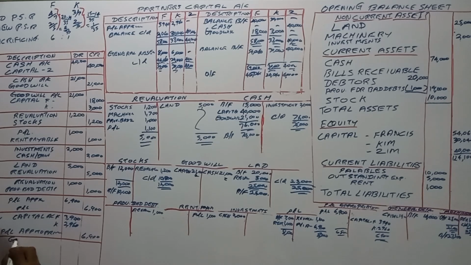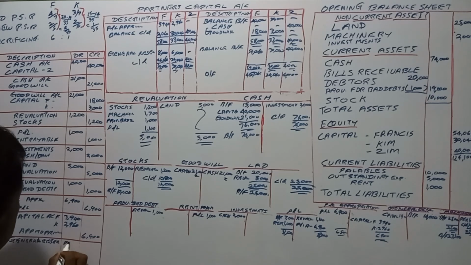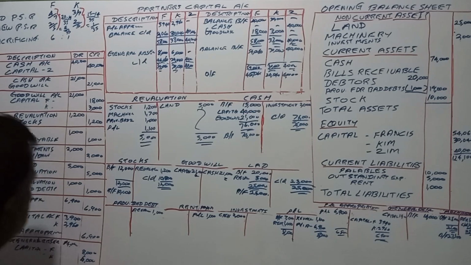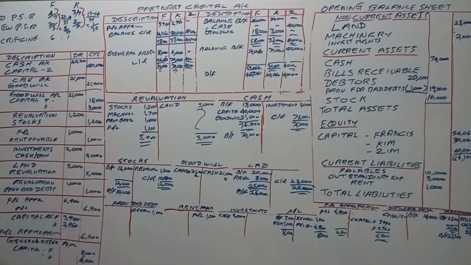General reserve 14,000 debit. Capital account F and K, 8,000 and 6,000, right? Being capital, general reserve provided.